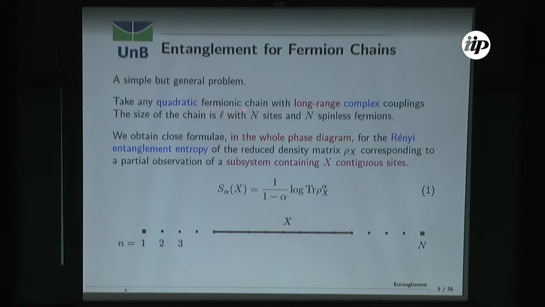Just a quadratic fermionic chain with longer-range complex coupling, in a chain with size L, n sites, and n spinless fermions. Our result is that we obtain the closed formula for any point in the phase diagram, any point, not only critical points, for the Rényi entanglement entropy of the reduced density matrix of an interval that has size x. And only one interval. We have a formula for that case. Okay, this is what I'm going to talk about.